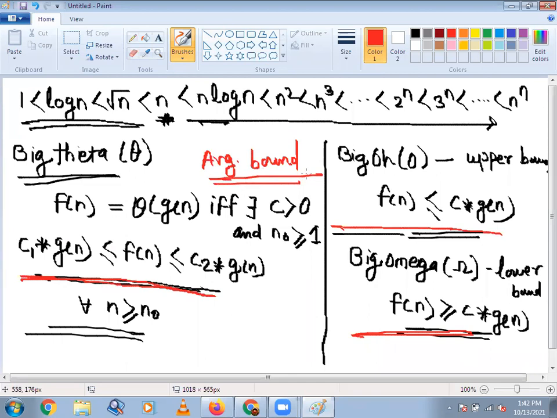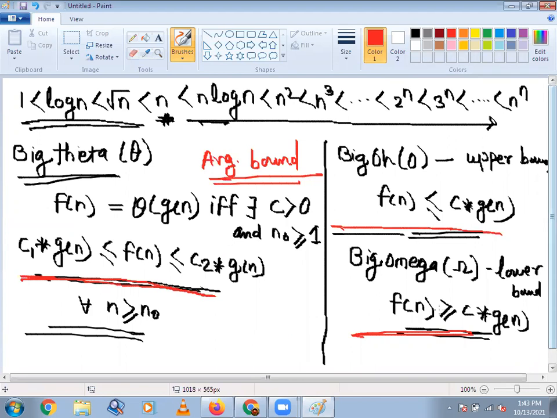Yes, sir. Okay, have you seen these three definitions and see what is the difference between these three definitions? First, in big OH, there is an upper bound, that is f of n is always less than or equal to c into g of n. In big omega, it is a lower bound. In this case, f of n is always greater than or equal to c into g of n.